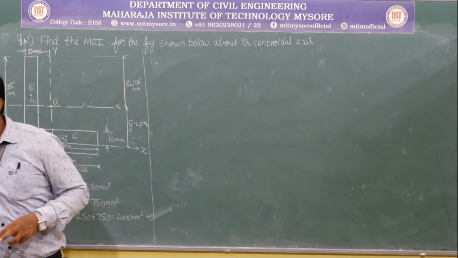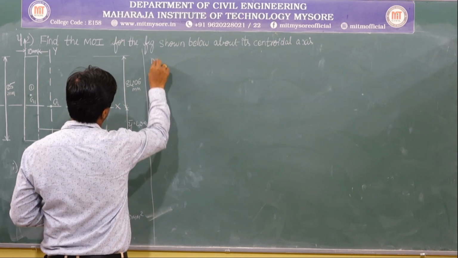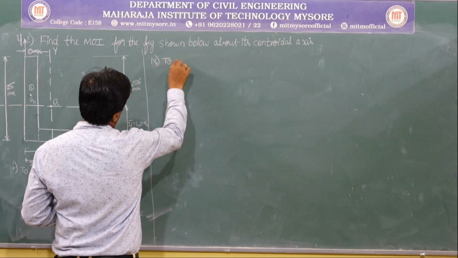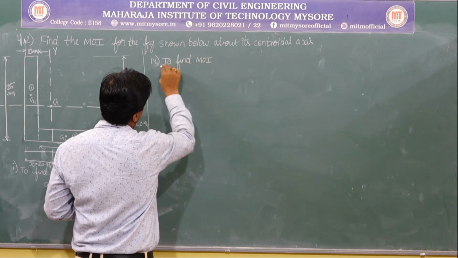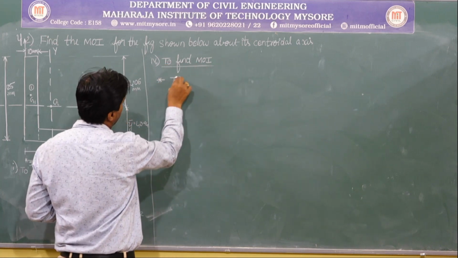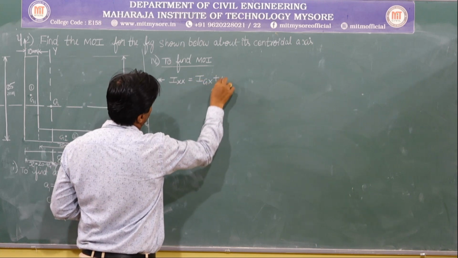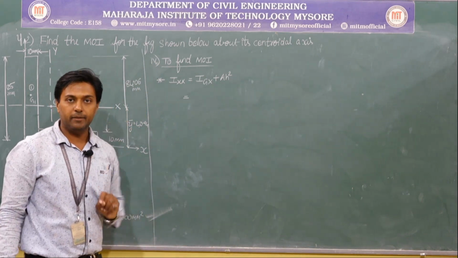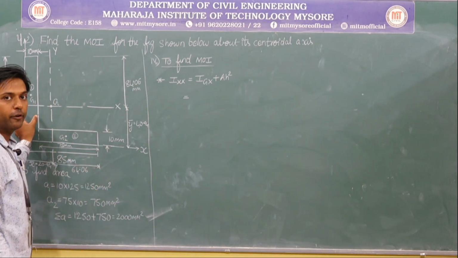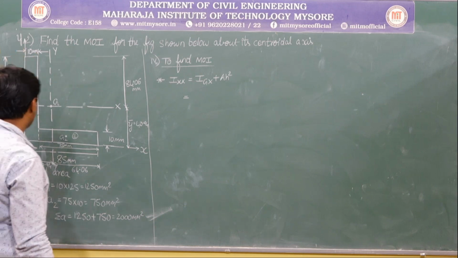Now let me take up the moment of inertia. I think it is the fourth step. So it is to find the moment of inertia. First, about Ixx, the formula is Igx plus AH square. Let me take up the first diagram. It's a rectangle, yes or no? For a rectangle, what is the formula? It is BD cube by 12 about the XX axis. B is 10, D cube is 125.